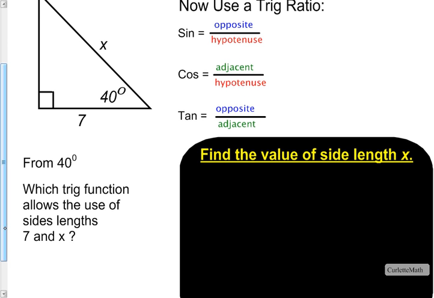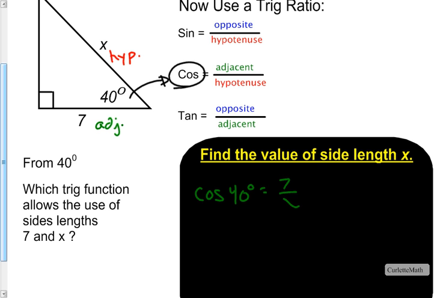All right, let's check your work. So for this problem, we have our adjacent side and our hypotenuse. So adjacent and hypotenuse would go with our cosine. So what we're going to do now is use the cosine from 40 degrees. Cosine from 40 degrees is going to equal our adjacent, which is 7, and our hypotenuse, which is x. So we get x cosine 40 degrees equals 7. Divide over the cosine, so we're going to get x equals 7 over cosine 40 degrees.